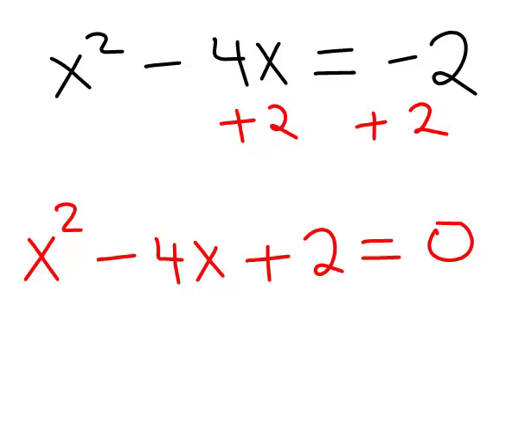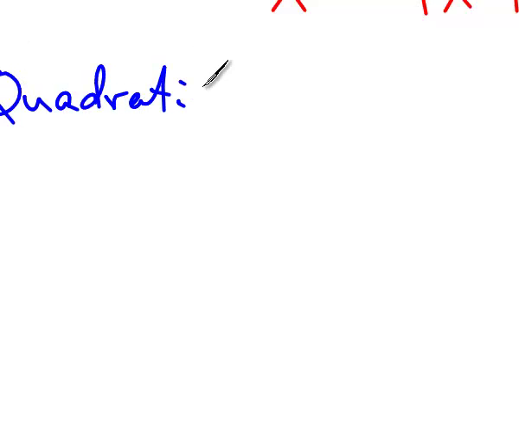Well, does it look like this is going to factor? Well, factors of 2 are just 1 and 2, right? Are they going to either add or subtract to give us 4? There's no way, right? So it's pretty obvious. We don't even have to try to factor. We know that's not going to work. So from here we use the quadratic formula.